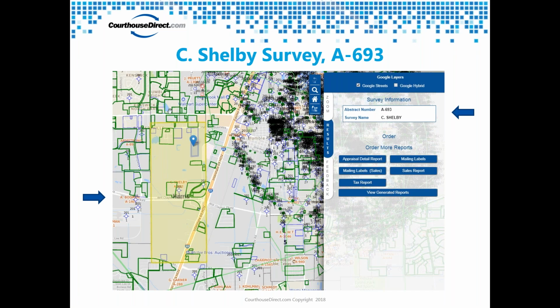I chose this abstract for a couple of reasons. You can see it highlights everything in yellow, everything that's in that C. Shelby survey. And if we look along the right-hand side, you'll see there's a lot of oil and gas activity. You can see the little green dots, which are the oil and gas wells. This just happens to be an area that has that information mixed in.